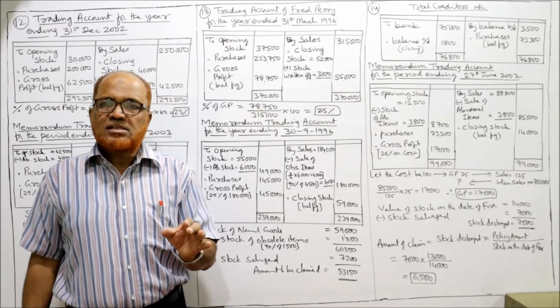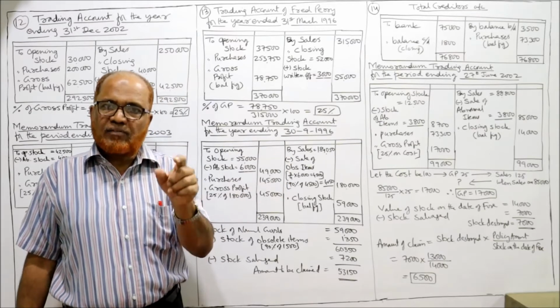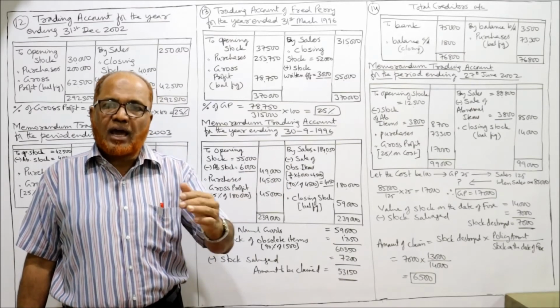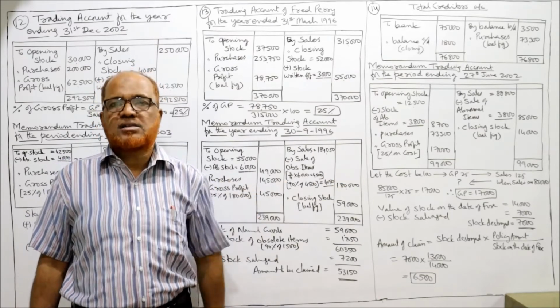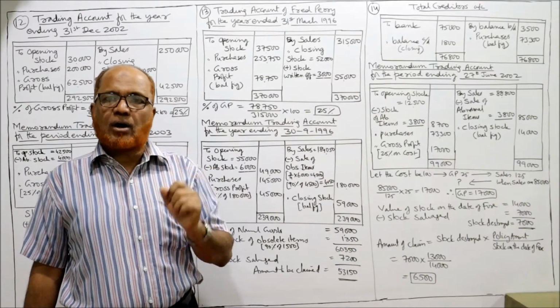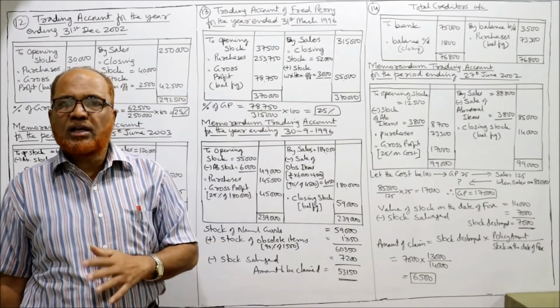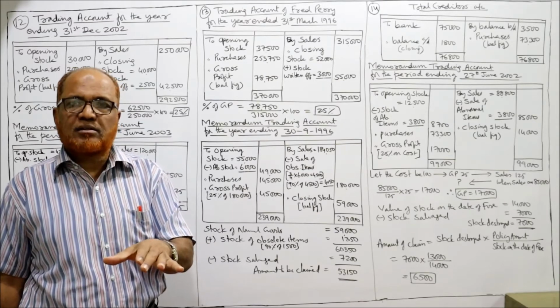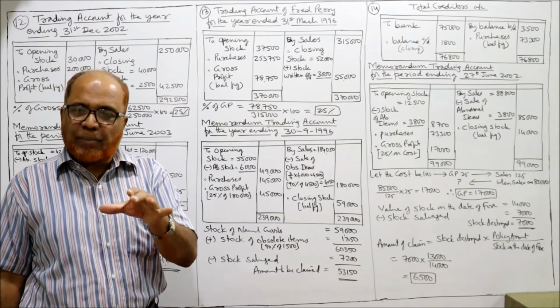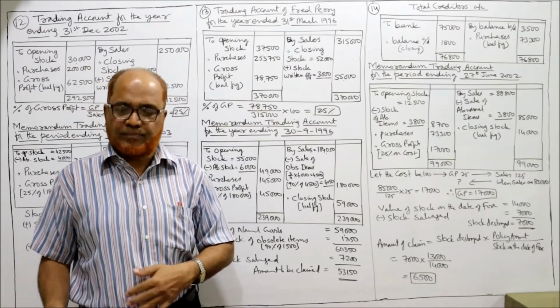So in this case, the creditors are given at the beginning of the year. Creditors are given on the date of fire and amount paid to creditors are given. So we have to make a total creditors account to find out purchases. We are not given the purchase during this period. So to find out the purchases during this period, we have to prepare total creditors account.